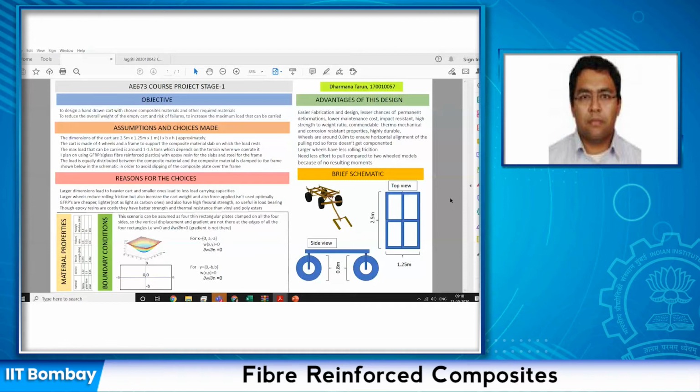And I have even shown the boundary conditions for which I plan to do the analysis. I'm thinking of doing a thin rectangular plate clamped in all directions. The boundary conditions being that the displacement on all the edges is zero and the gradient on all the edges is zero. You can see this on the schematic.